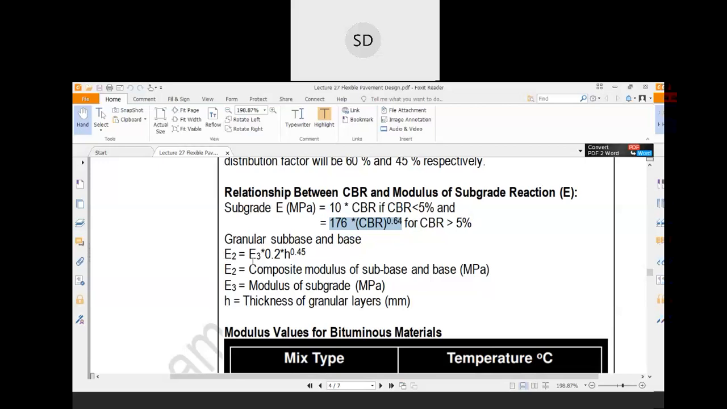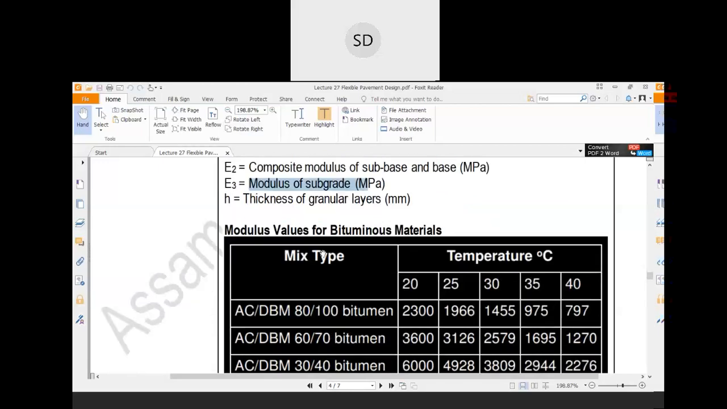Now, for the granular subbase and base course, these are the formulas. Here E2 is the composite modulus of subbase and base course. In that case, you will find out the modulus of subgrade reaction using this formula, and E3 is the modulus of the subgrade in MPa and H is the thickness of the granular layers. So using these formulas, you will find out the modulus of subgrade reaction using the CBR value.